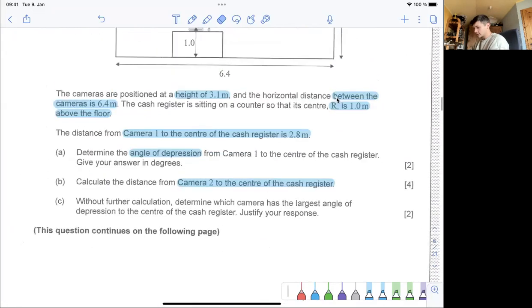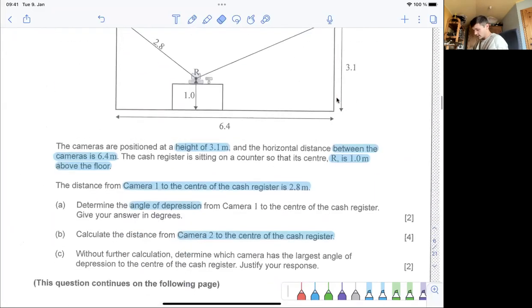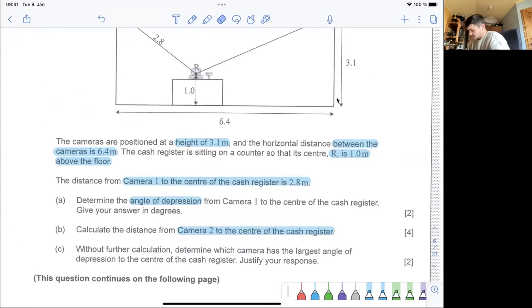Part C. So here we're asked to, without further calculation, determine which camera has the largest angle of depression to the center of the cash register. Justify your response. All right. Let's stress this idea. We don't want to do any more calculations. We've got to justify our response with, I suppose, intuition.